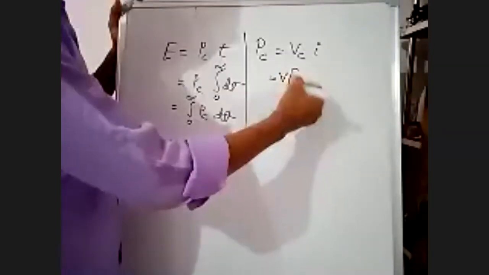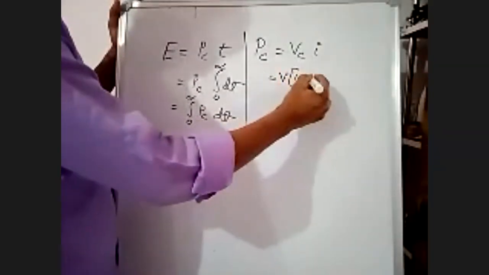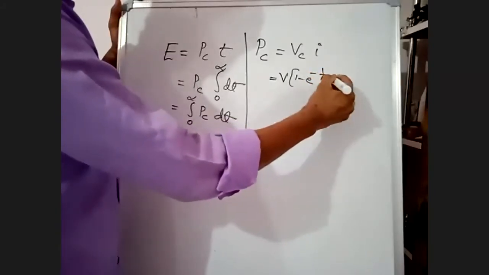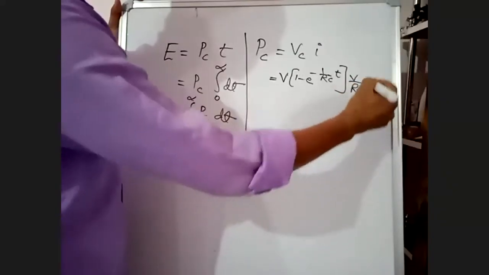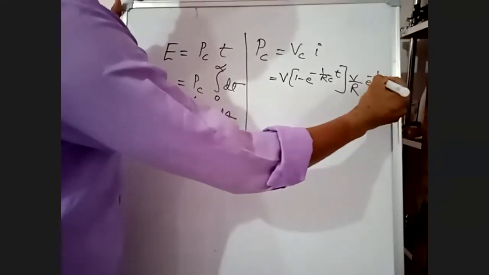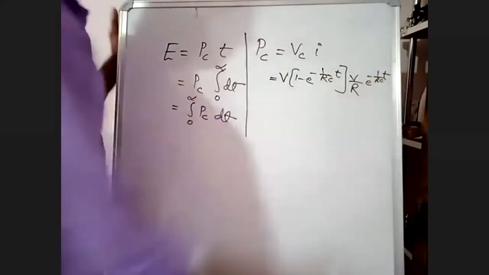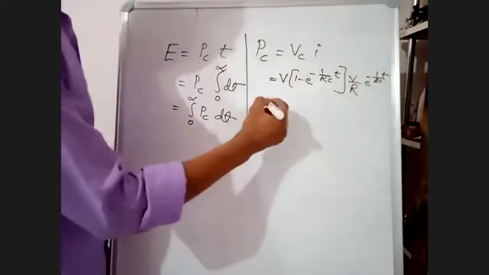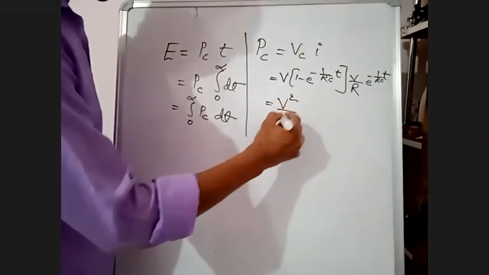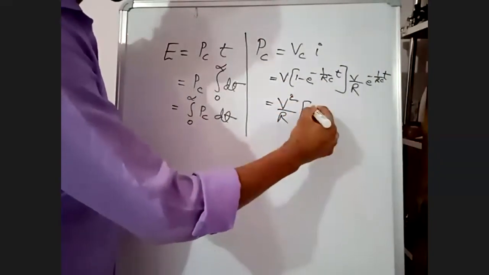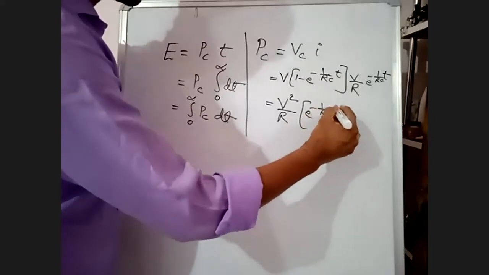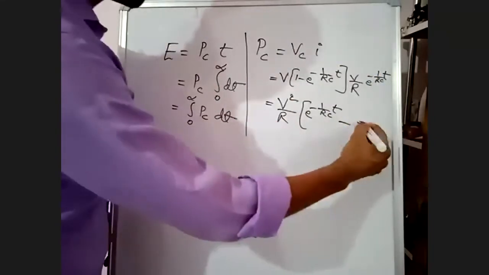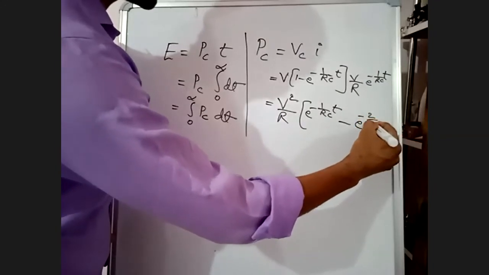V into 1 minus e power minus 1 by RC into t. The I value is: I is equal to V by R into e power minus 1 by RC into t. Finally, we'll get PC is equal to V square by R into e power minus 1 by RC into t minus e power minus 2 by RC into t.